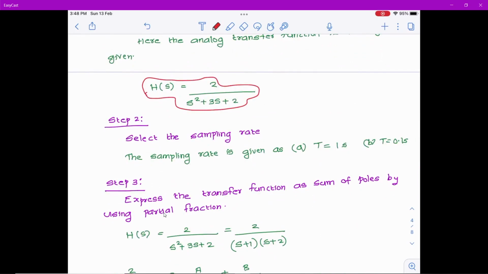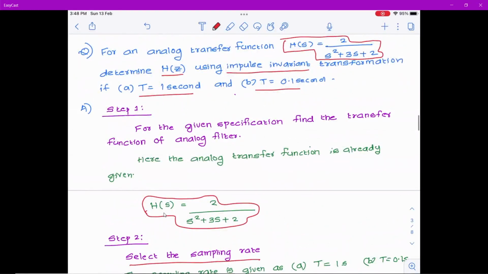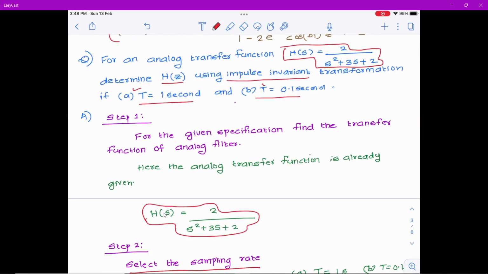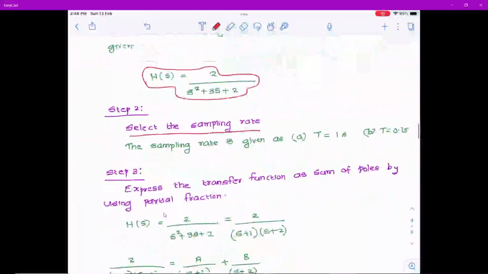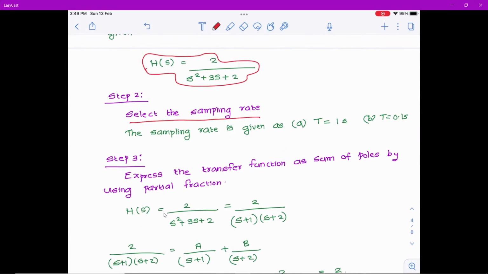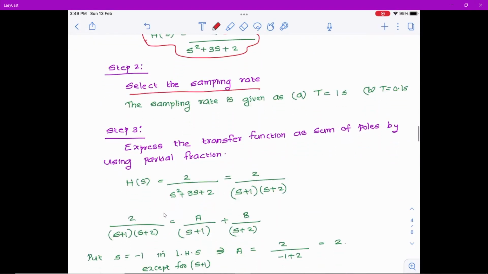In step 2, you need to select the sampling rate. Now, the sampling rate is already given in this question: T equal to 1 second for part A, T equal to 0.1 second for part B. So you just need to select the sampling rate if it is not already given. Step 3: express the transfer function as a sum of poles by using partial fractions.